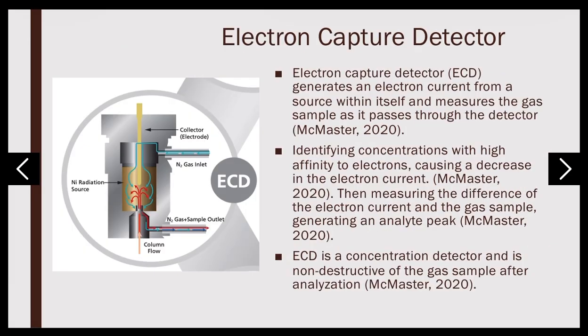Electron capture detector. The electron capture detector (ECD) generates an electron current from a source within itself and measures a gas sample as it passes through the detector, identifying concentrations with high affinity to electrons, causing a decrease in electron current, then measuring the difference of the electron current and the gas sample, generating a peak. ECD is a concentration detector and is non-destructive of the gas sample after analysis.